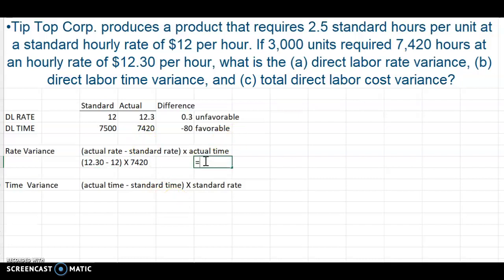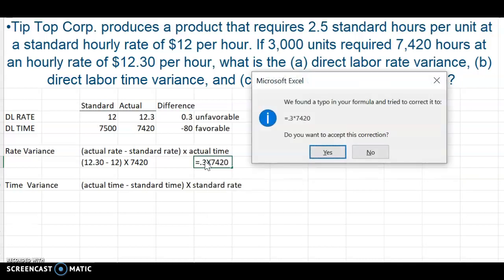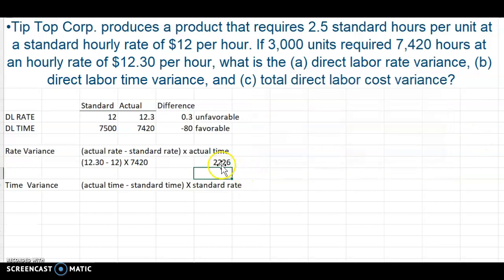So this is 0.30 times 7,420, and that is going to be 2,226. Because we already determined it's unfavorable, we can just go ahead and put unfavorable. And then let's do our time. So actual time is 7,420 minus standard time, which is 7,500, times our standard rate, which is 12.